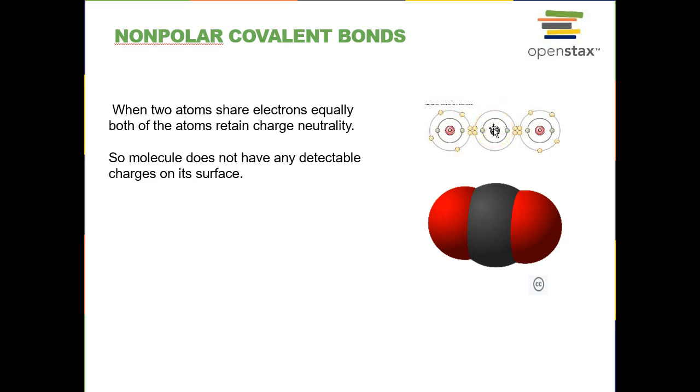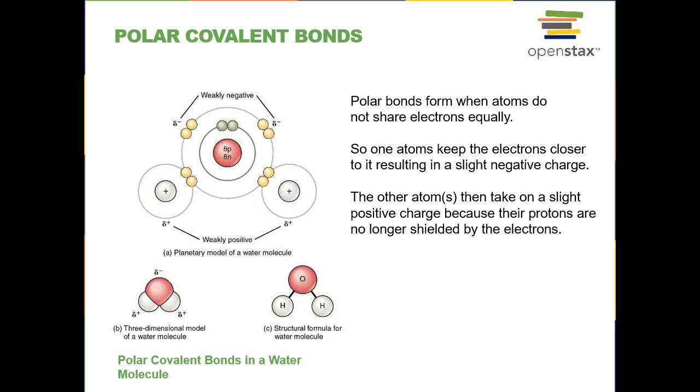And if we remember, atoms don't have a net charge, so if atoms share electrons equally, you're still getting an even distribution of electrons that cancels out all of your protons, so there are no positive parts or no negative parts to this molecule, no positive or negative poles. A polar covalent bond forms when atoms do not share electrons equally.